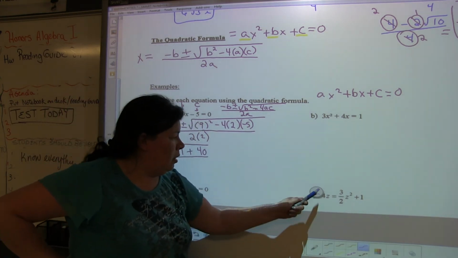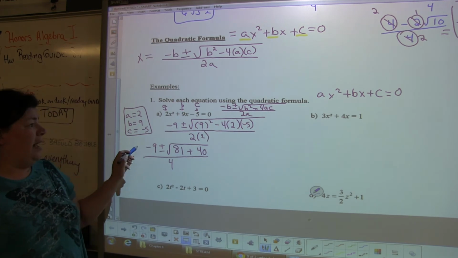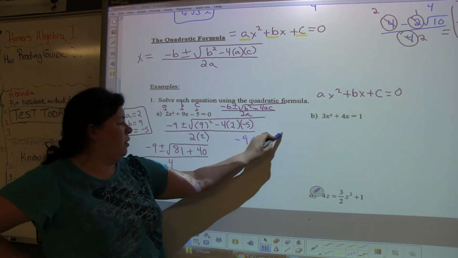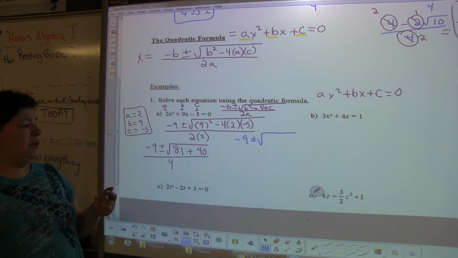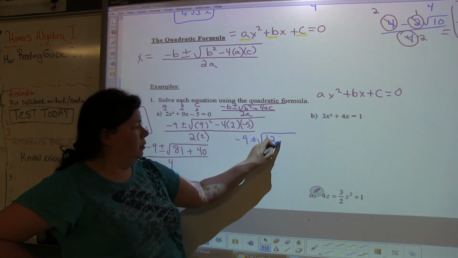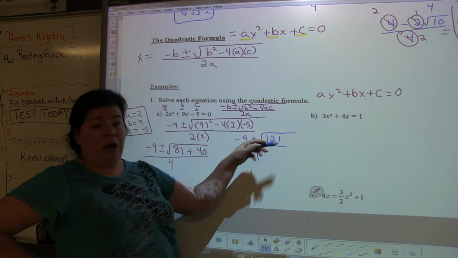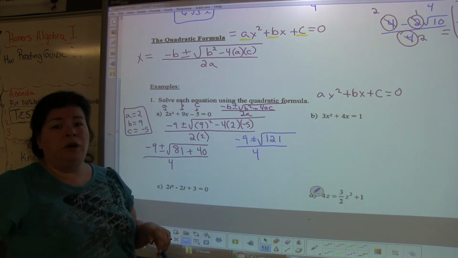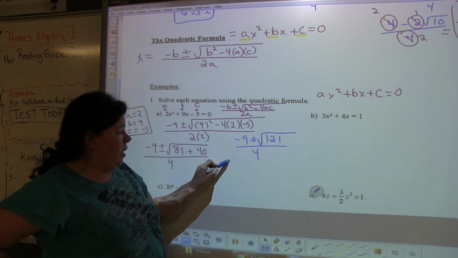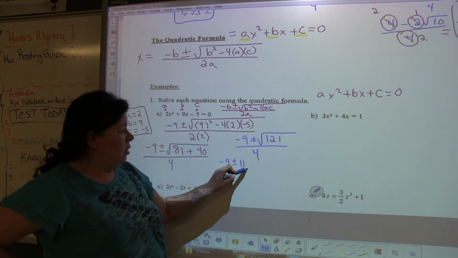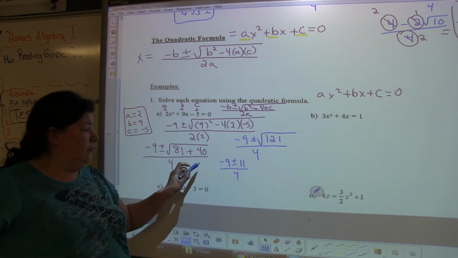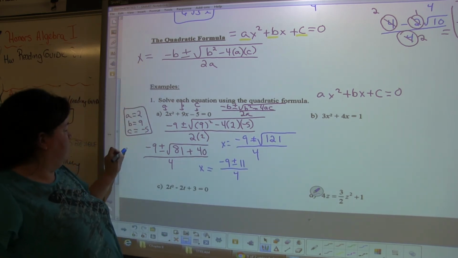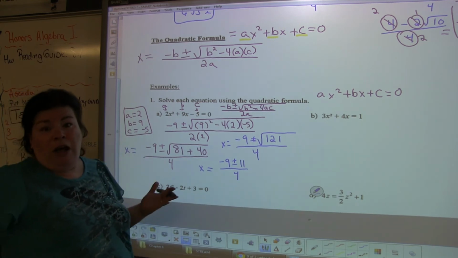All right, so if I simplify that, I have -9 plus and minus the square root. Now, 81 plus 40 is 121, all over 4. So now I'm going to simplify this. This ends up being nice because the square root of 121 is 11. So I have -9 plus and minus 11 all over 4. So actually I have 2 answers for x. By the way, it's always x equals. So this entire, we're solving for x.